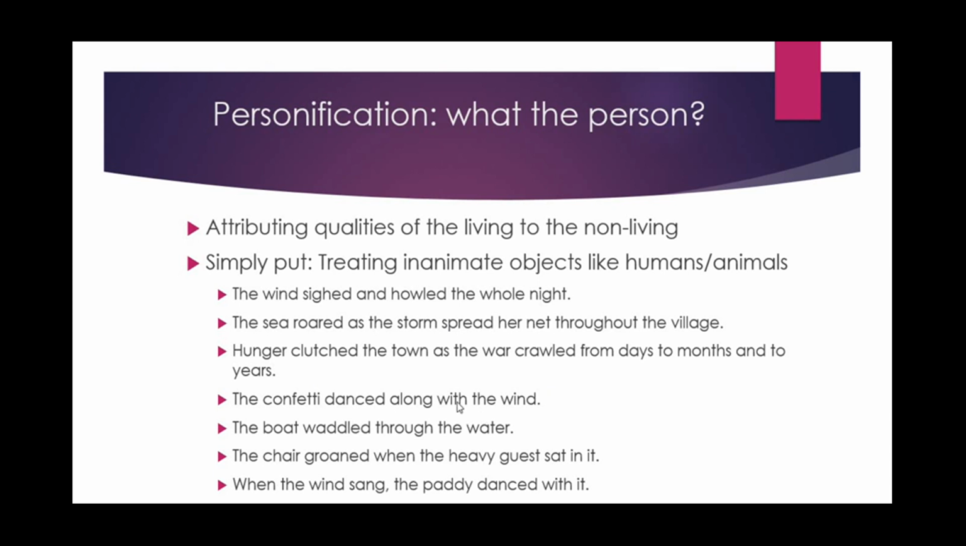In the next example, the confetti danced along with the wind. Now look at the verb again, dance. Confetti does not dance, but by saying that it was dancing, we are trying to give it a human quality or an animal quality. The boat waddled through the water. Here we are comparing the boat to a duck that is waddling through the water uncertainly. And then the chair groaned when the heavy guest sat in it.